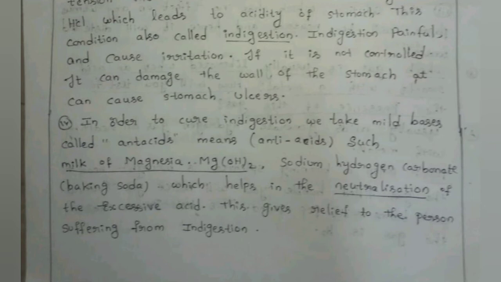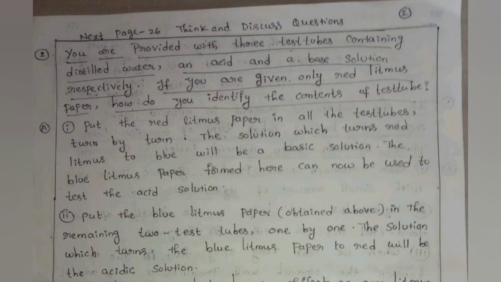Fourth point. In order to cure indigestion, we take mild bases called antacids, such as milk of magnesia, Mg(OH)2, and sodium hydrogen carbonate, baking soda, which help in the neutralization of the excessive acid. This gives relief to the person suffering from indigestion. Next, page number 26. Think and discuss questions.